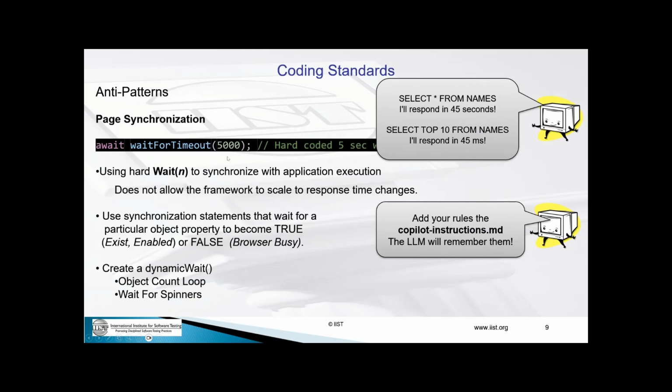This is the first thing I do when I get on a project, is to search for how many wait for timeouts are out there. And then I don't like using that. These are hard-coded waits. It's a problem because it doesn't allow the framework to scale to responses.